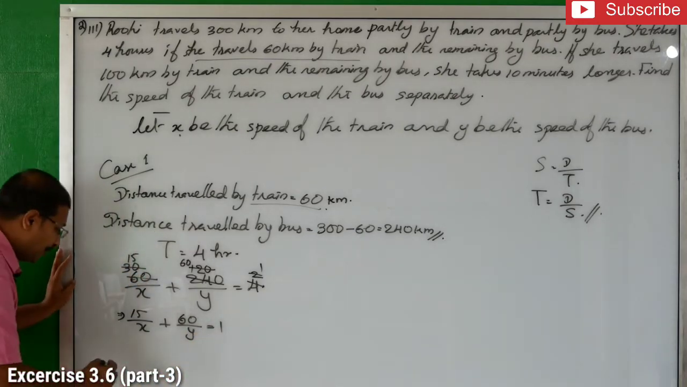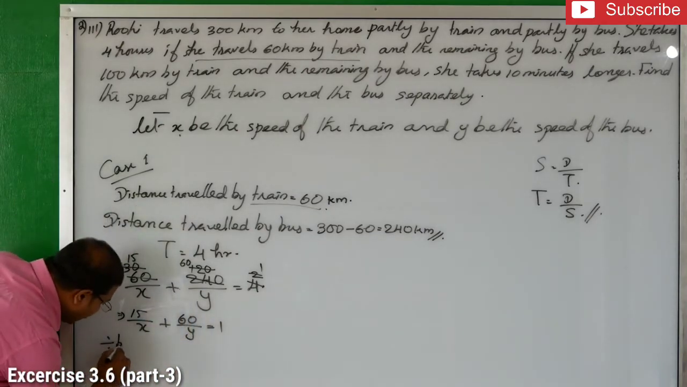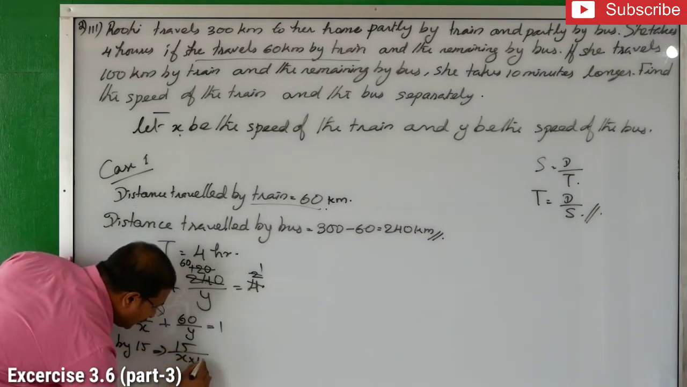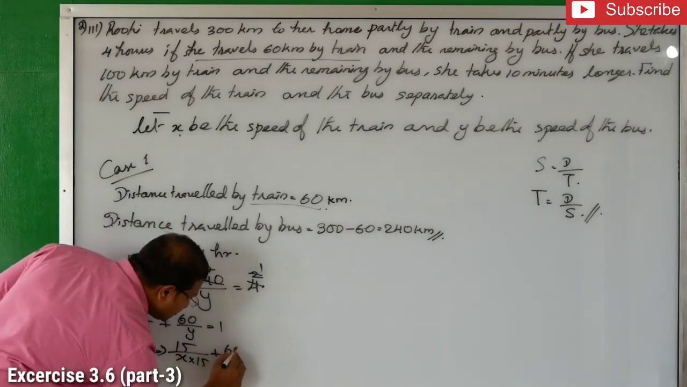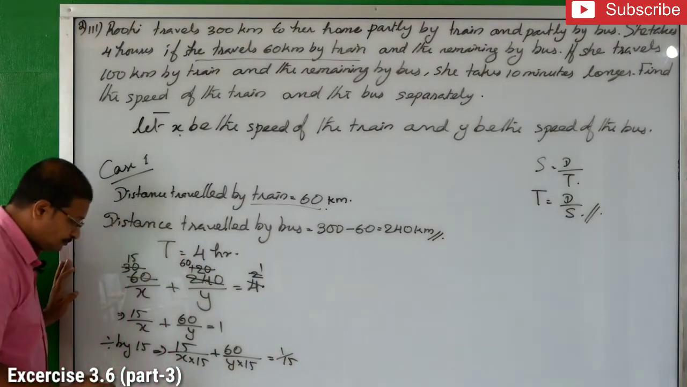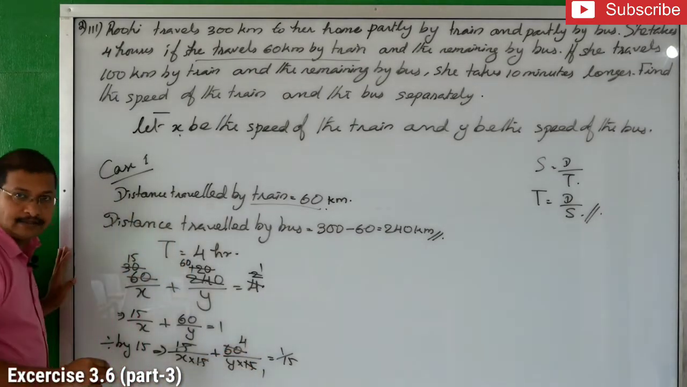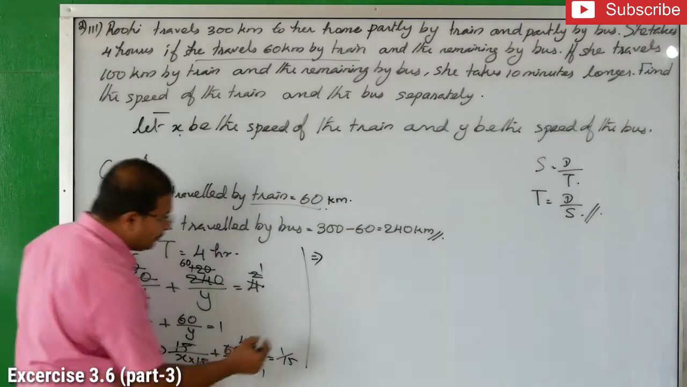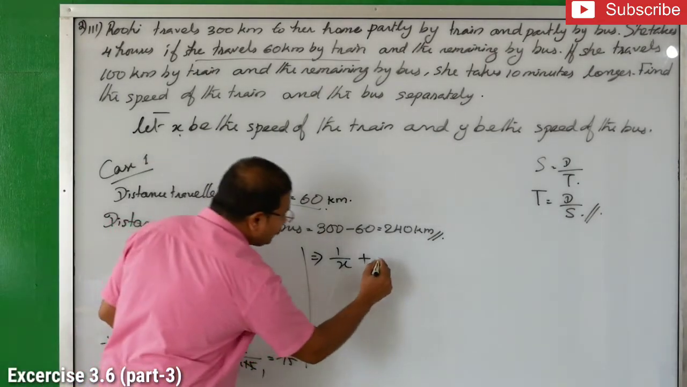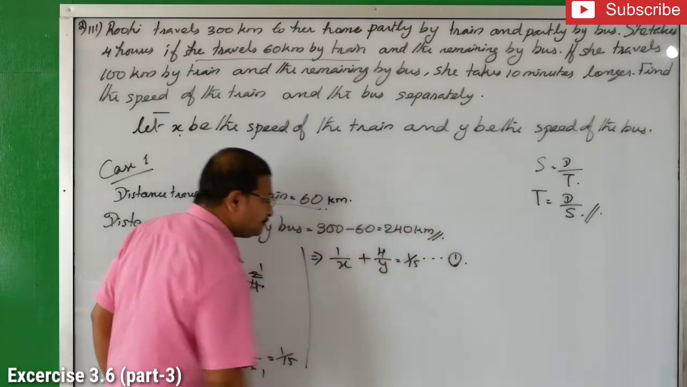Ready? Now what I am going to do means I am dividing throughout by 15. This implies what will happen? 15 by x into 15 divided by 15 plus 60 divided by y into 15 equals 1 by 15. See, 15 will cancel. 15 4s are 60. Ready? We will get 1 by x plus, see, we will get here only 1. So, 1 by x plus 4 by y equals 1 by 15. This is equation number 1. Ready?